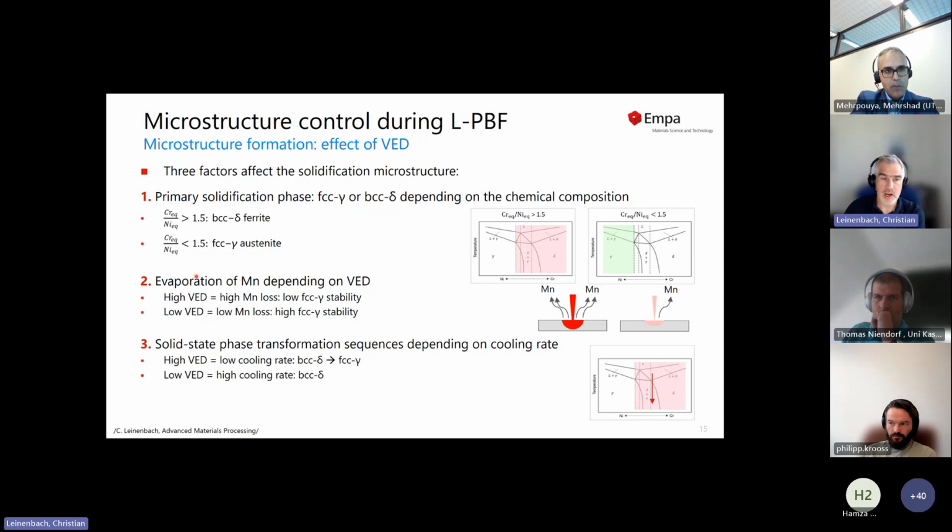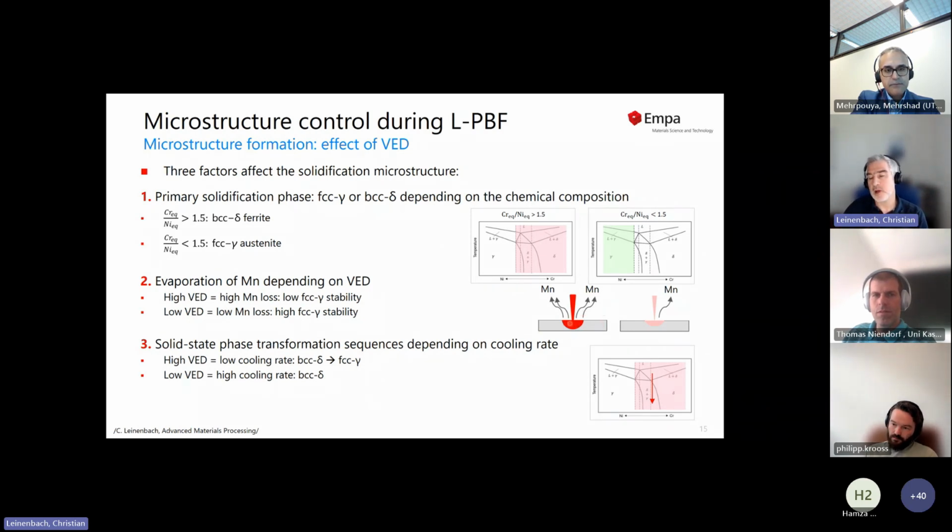Then another factor is the amount of the austenite stabilizers, and in our material we have manganese, which is a volatile material. We knew from previous experiments that we can lose manganese, and we can control the amount of manganese that is evaporated. And with that, we can tailor the composition.